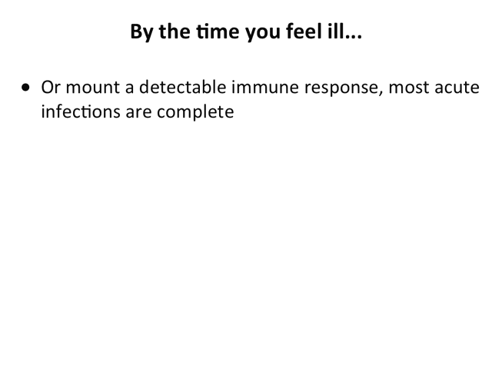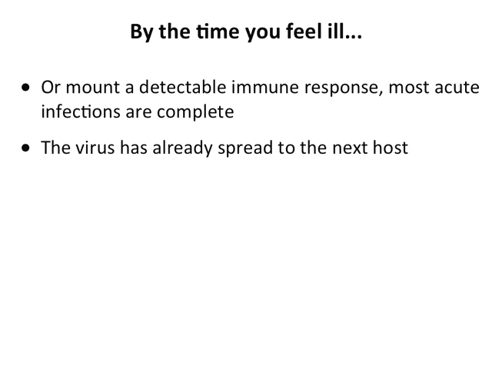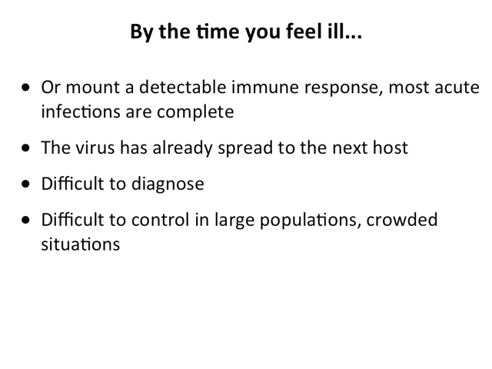So you feel ill, it's really kind of late to do anything about it if you have an acute infection, with a few exceptions. The virus has already spread on, so you can't stop it. You're shedding virus in the early days and you're spreading it on to the next host. So it's really a good adaptation evolutionarily. That's what these viruses have adapted to do: replicate very quickly early on in the absence of symptoms. They're hard to diagnose, and in large populations, in crowded situations, extremely difficult to control.